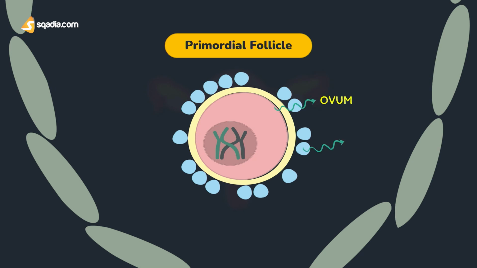All the ova present in the ovaries are formed before birth. No new ovum is developed after birth. So you need to remember this point. At the onset of puberty, under the influence of FSH and LH, the primordial follicle starts growing through various stages, and it is converted into the primary follicle when the ovum is completely surrounded by the granulosa cells.